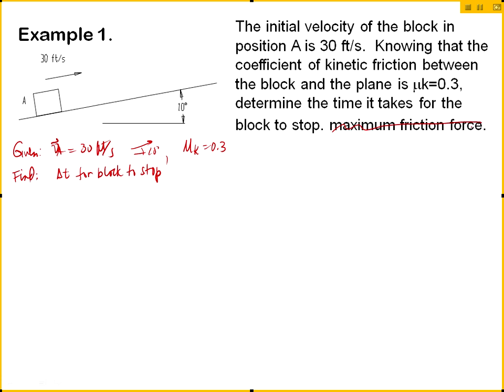Oops, what's this maximum friction? It's a ghost from some other slide.